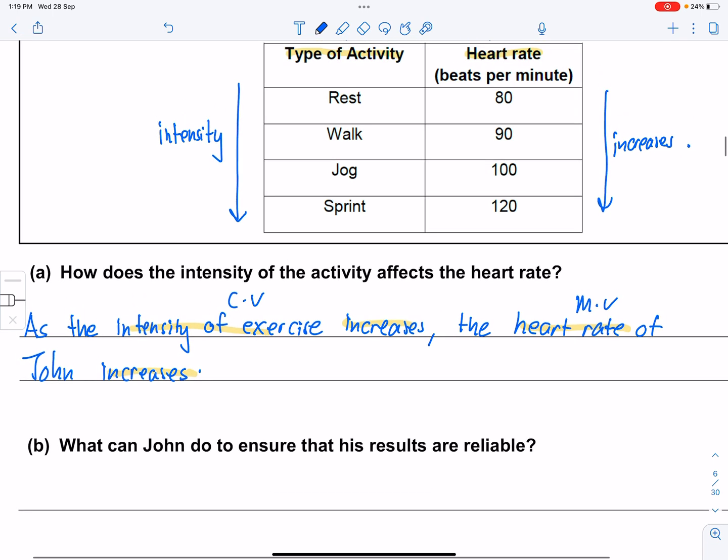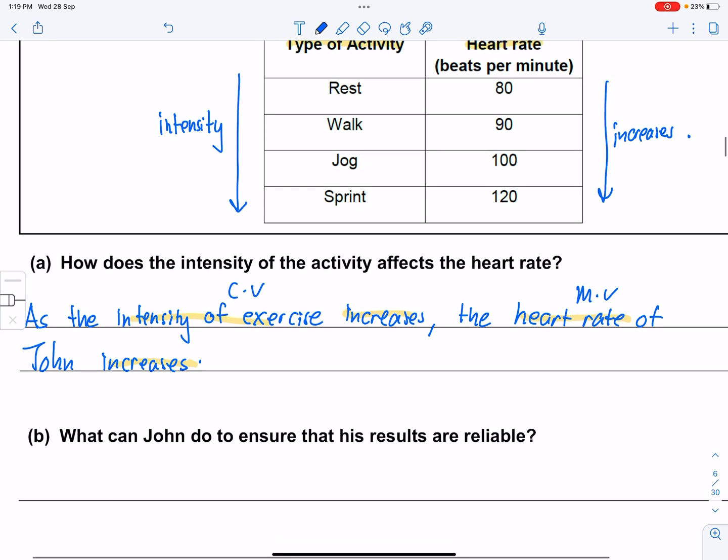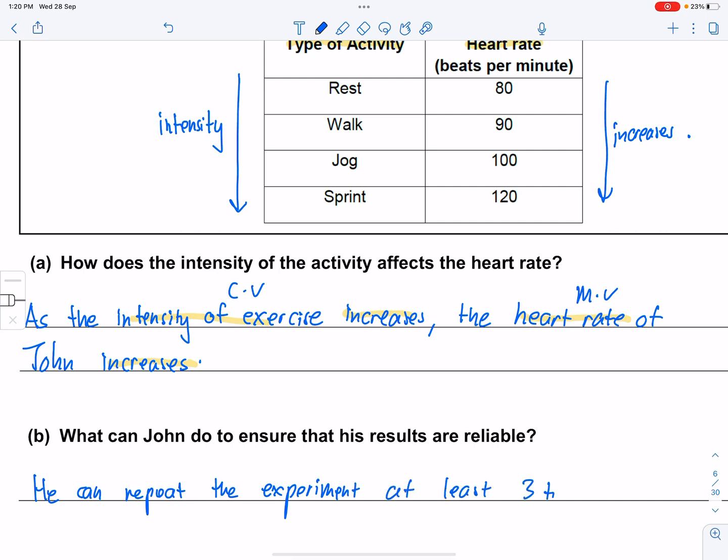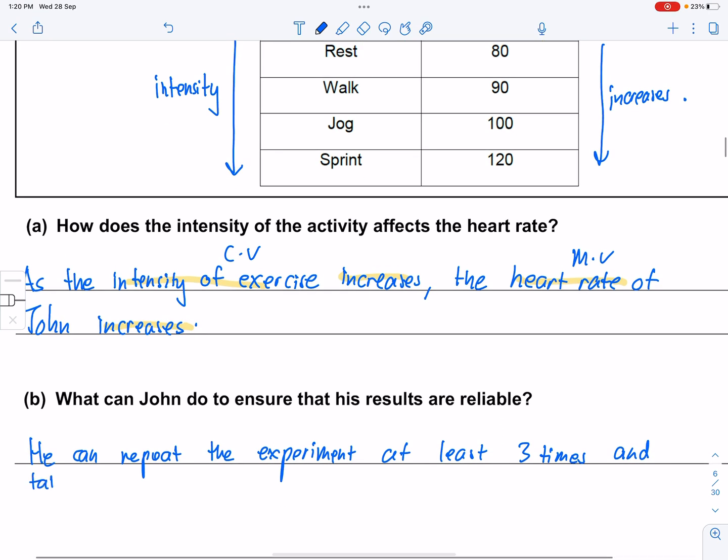Next question. What can John do to ensure that his results are reliable? Okay, the answer is very standard. He can repeat the experiment at least 3 times and take the average. Alright, this is a standard answer. Okay?